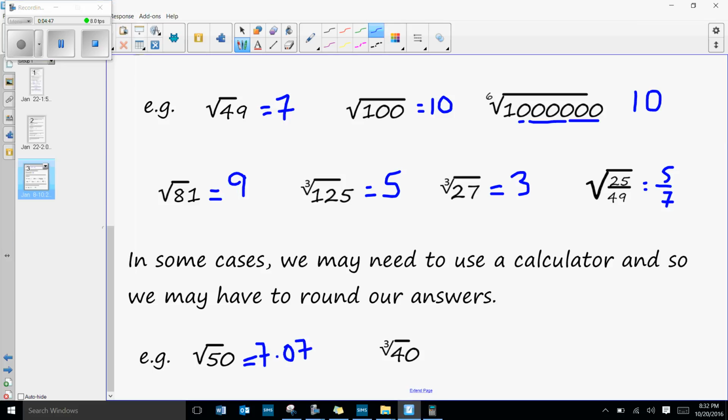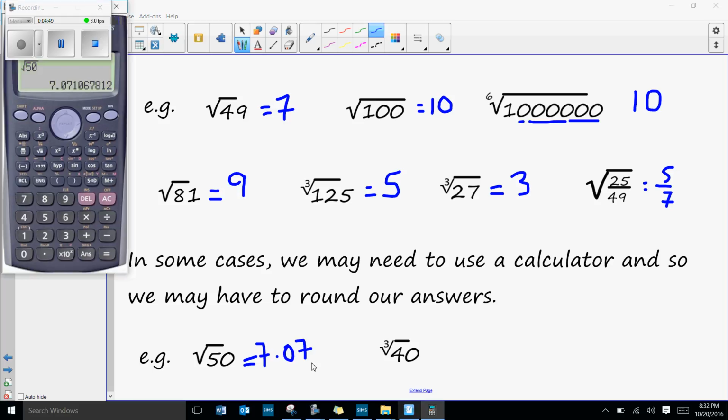And this time the cube root, so notice the symbol is up here, we press shift and we would insert the 3 to show that it's the cube root, and then 40 to give us 3.42.